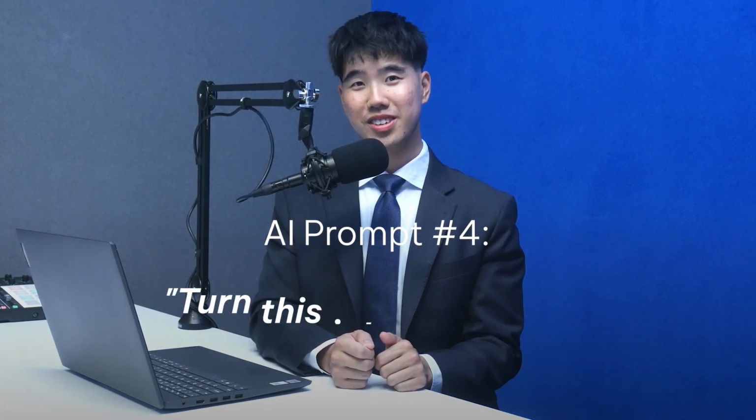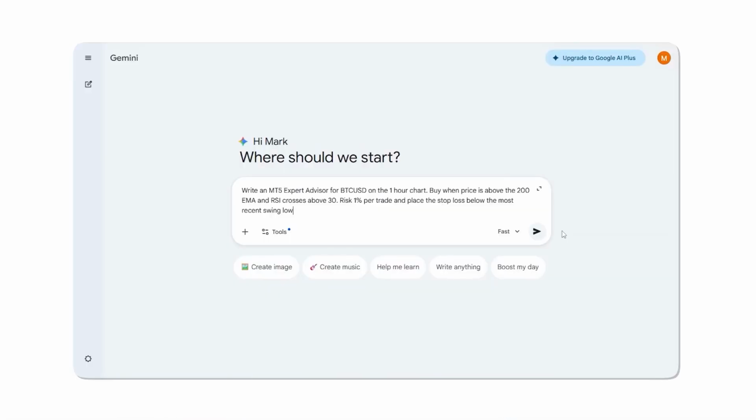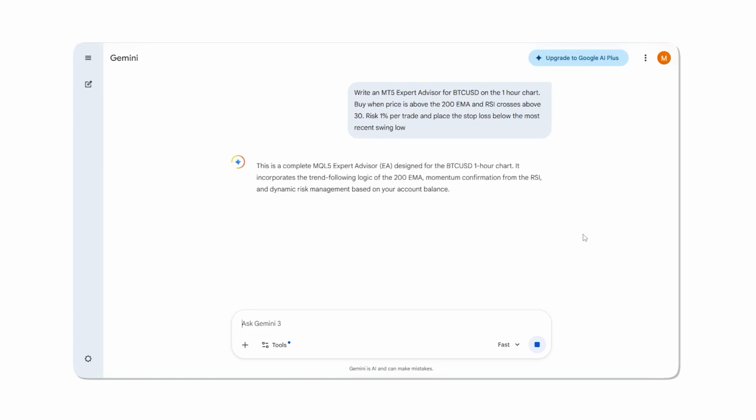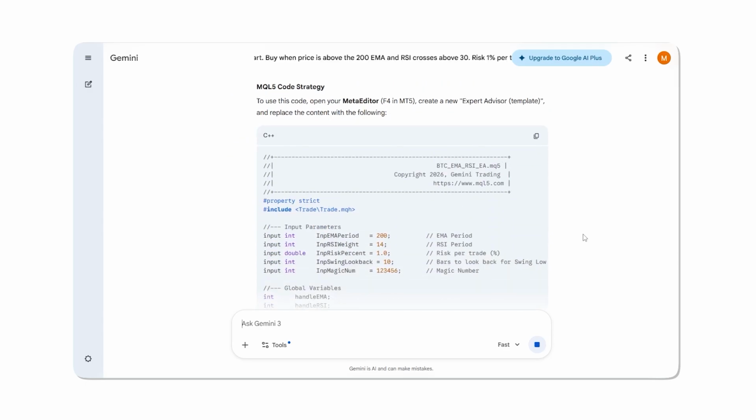The fourth prompt is to ask the AI to create a bot for MT5, TradingView, or cTrader. You can describe your entry conditions, exit rules, and risk parameters, then ask Gemini to turn that into an MT5 expert advisor or TradingView Pine script. For example, you could ask, write an MT5 expert advisor for BTC USD on the 1-hour chart. Buy when the price is above 200 EMA and RSI crosses above 30. Risk 1% per trade and place a stop loss below the most recent swing low.